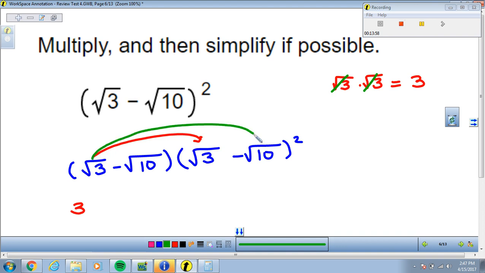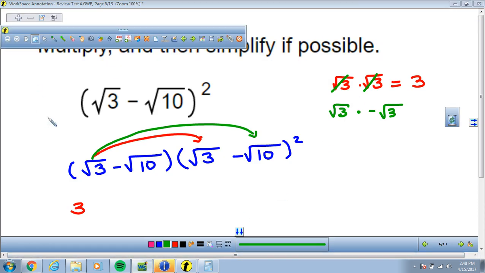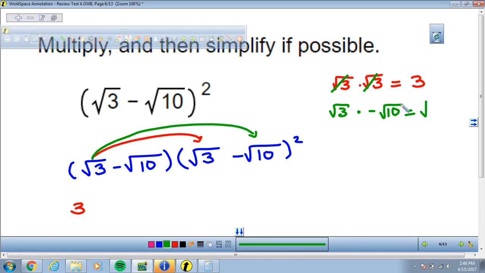Then you do square root of 3 times negative square root of 10. So square root of 3 times negative square root of 10. So here the radicals are not the same inside, so you're not going to cancel the radicals. First of all, I guess multiply the signs. Positive times a negative equals a negative. Square root of 3 times 10 is 30. You're going to multiply the two numbers inside. Even if they're different, you can multiply them as long as both are inside of radicals.